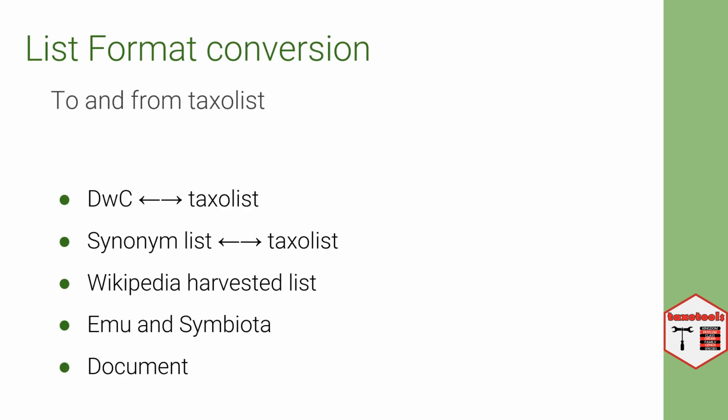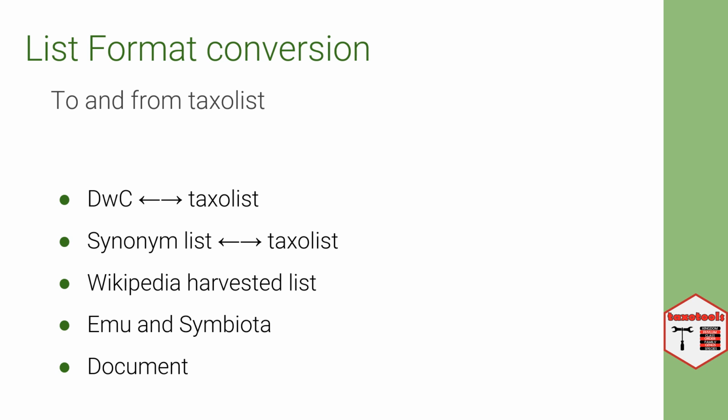So list format conversion is also possible. Darwin Core to taxo list format and vice versa. Synonym list to taxo list format, if you want accepted name and synonym in different columns, and then importing from EMu and Symbiota and harvesting Wikipedia lists. All these functions are available.